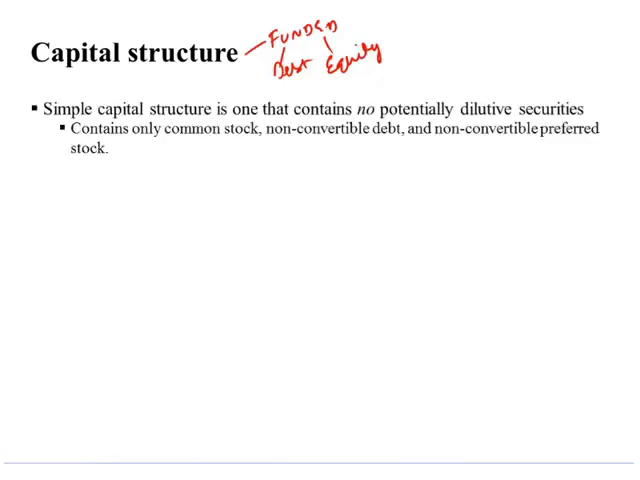The capital structure of a business defines how the business has been funded. That is, how much debt, broadly speaking, and how much equity has the company used to fund its business. In a simple capital structure, there are no potentially dilutive securities. That is, it consists of common stock that we've already studied, non-convertible debt or regular debt that we've been talking about, and non-convertible preferred shares or preferred stock that we also studied in the previous reviews.